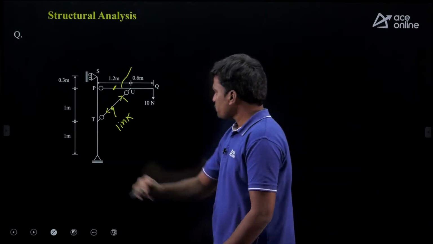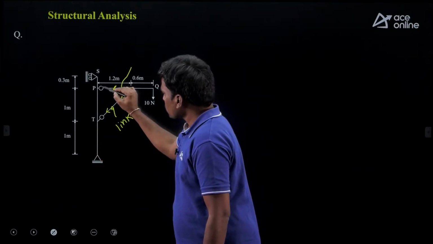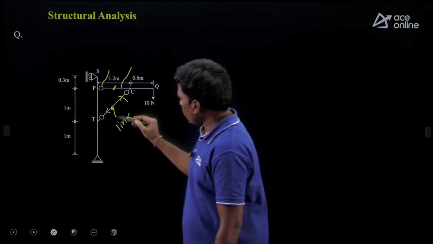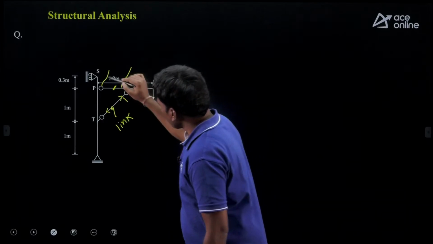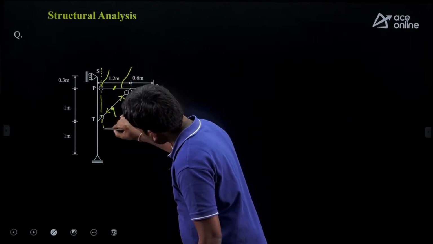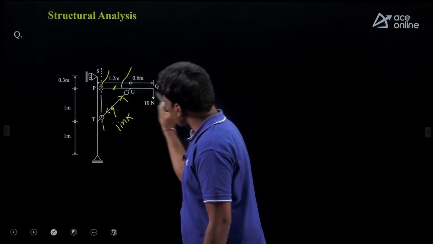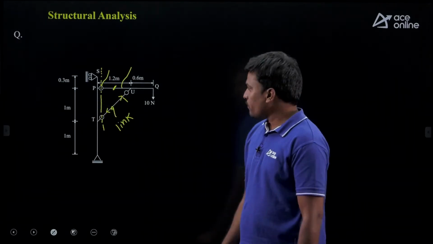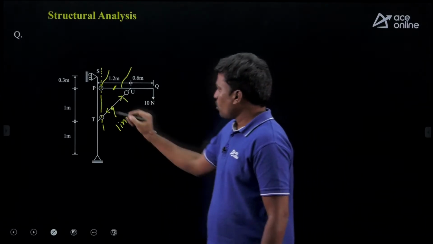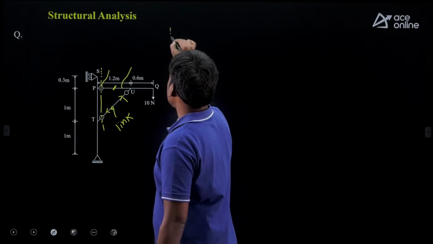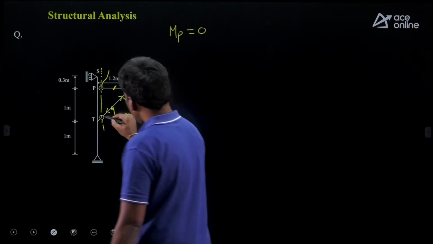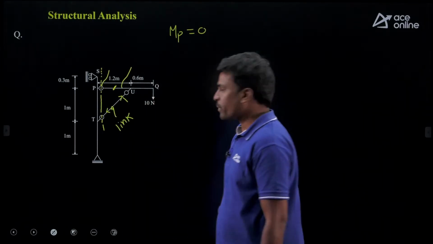Now this is the hinge. At the hinge, moment is 0, right? Now I'll separate this structure into two parts. We'll just cut it like this. Now this is the left part and this is the right part of the structure. We'll do analysis only for the right part of the structure. So here moment at P is 0. I told you this is the link, a strut compression member.